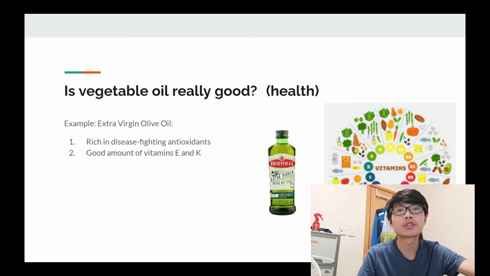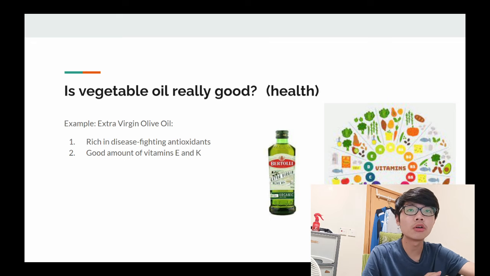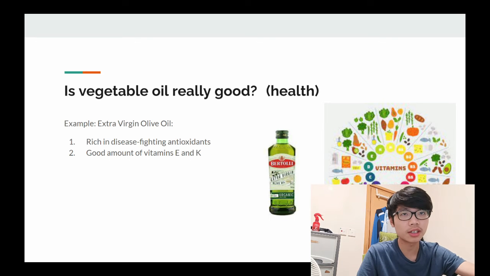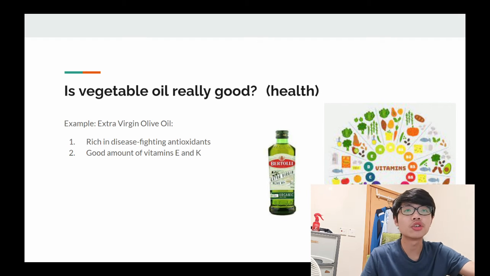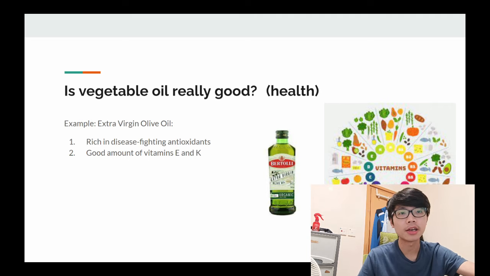This is the discussion part. Is vegetable oil really good? Yeah, we often hear that olive oil is very good for your health. For example, extra virgin olive oil is rich in disease-fighting antioxidants and has a good amount of vitamin E and K, which is all good for health.